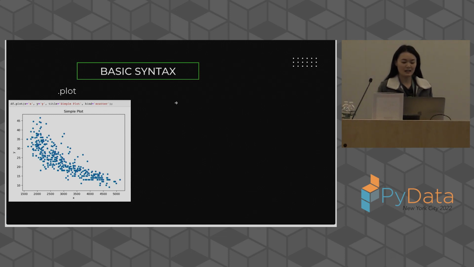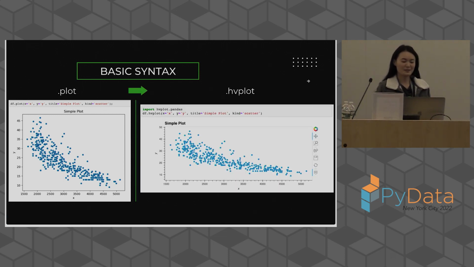For HVPlot, if you're familiar with the pandas .plot API, you'll probably find it really easy to transition to HVPlot because you can just change .plot to .hvplot. And of course, you need to import the needed modules like hvplot.pandas for a pandas data frame. You can do hvplot.dask for a Dask data frame. It also works with RAPIDS, Xarray, and many other data formats. And it's all the same syntax.